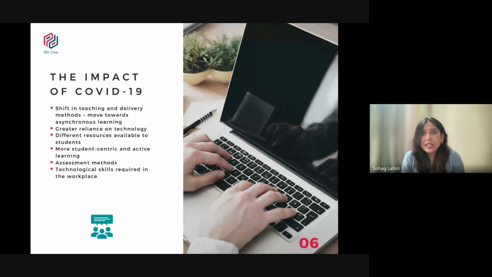Last, I would say, it's not mentioned here, but what I would definitely talk about when we go back to the shift in teaching and delivery methods, and when we are moving towards asynchronous learning, is that students have also got used to using tools and technology which they used during COVID-19.